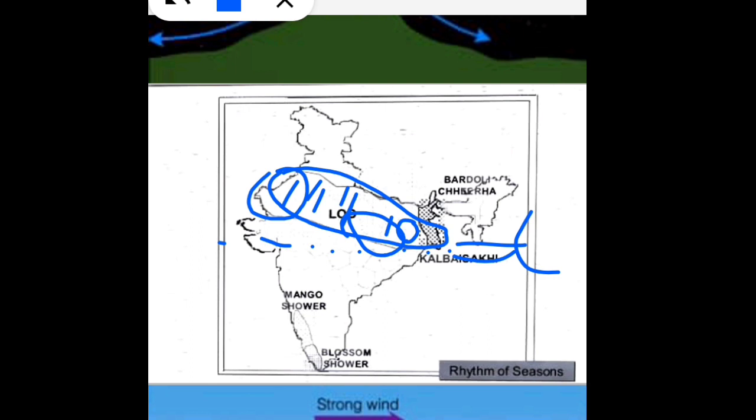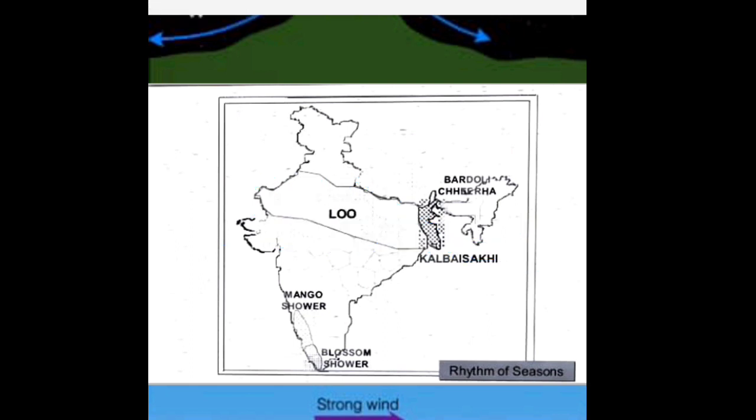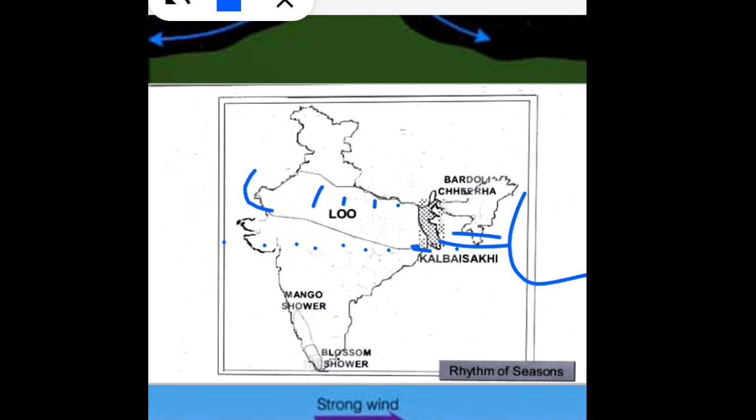So what is Lu? Lu is a hot and dry local wind which is experienced in the northern part of India, the entire region, right? Why? Because at this point of time the solar rays are vertical over the Tropic of Cancer. So basically Lu originates in the western part of Rajasthan, then it extends towards the Gangetic plains up to the region of Bihar, right? So this is all about Lu.